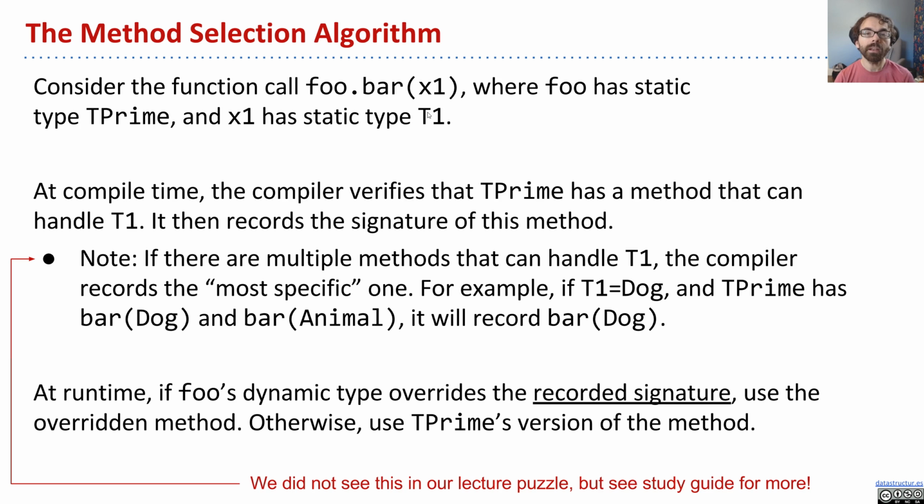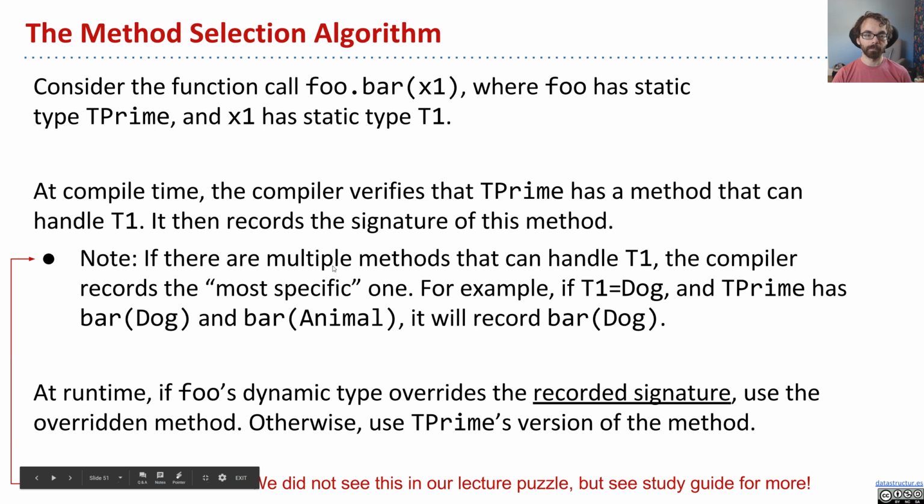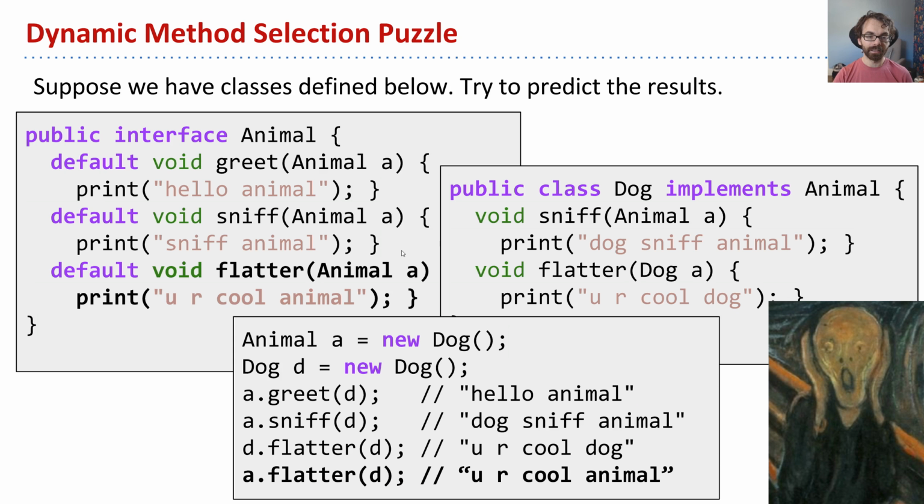So what happens is at compile time, the compiler needs to make sure that everything's okay. All right. Anyway, at compile time, the compiler verifies that t prime has a method that can handle t1. Just like here, we ask, does animal have something that can handle dog? Okay. So after finding something that matches, it will record the signature of that method. And it writes that down somewhere. So it says the method that we need to call is something in animal that has the signature flatter animal. So it records this signature, flatter animal.